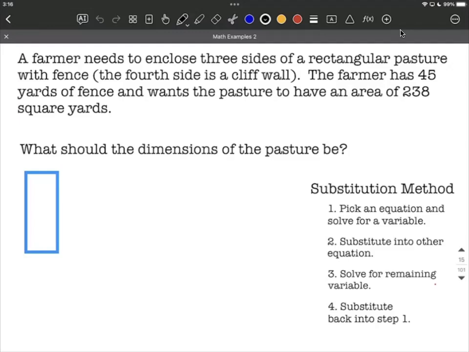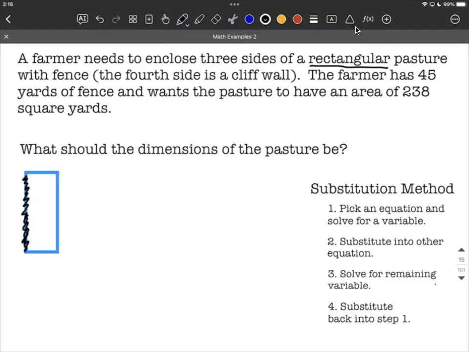So what I'm going to suggest, just jumping into this, is draw yourself a picture. Just draw a rectangle, right? We know it's a rectangular pasture. So draw a rectangle, and we only need 3 of the 4 sides. I'm going to ignore this side over here. That's going to be the cliff wall.